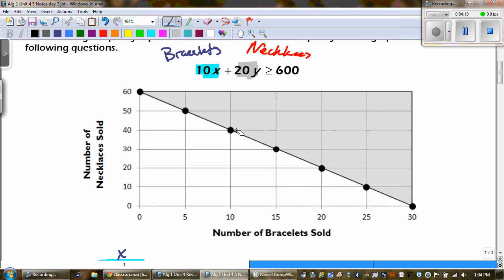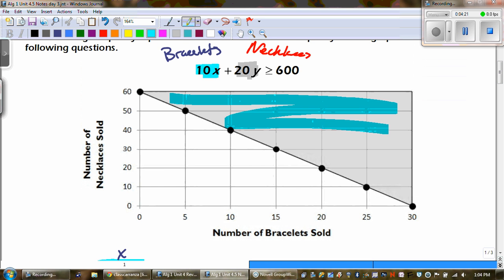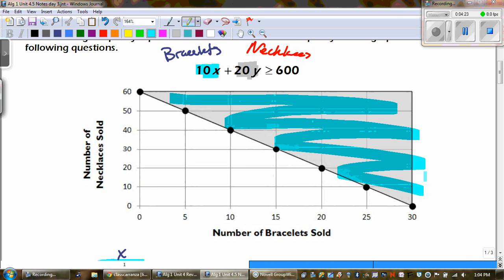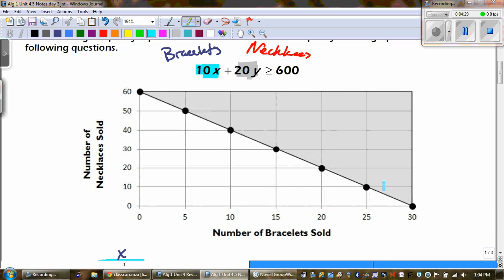So 10 and 40. And you guys could have picked anything up here, because anything in the gray is things where she sells more. Okay? If it's in the white, she didn't make enough. Okay?